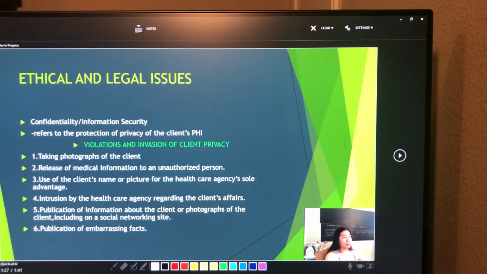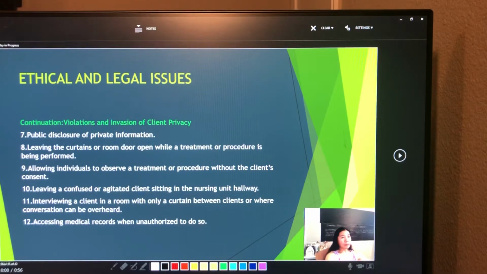Number 6, publication of embarrassing facts. Number 7, public disclosure of private information. Number 8, leaving the curtains or room door open while a treatment or procedure is being performed. Number 9, allowing individuals to observe a treatment or procedure without the client's consent.